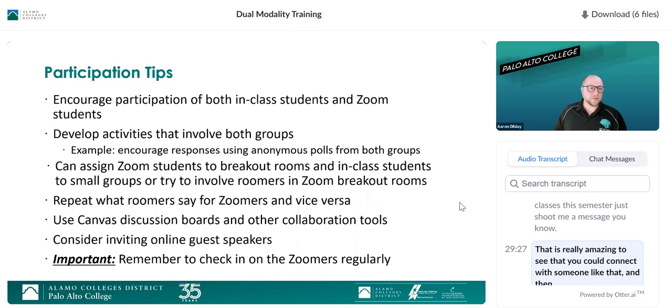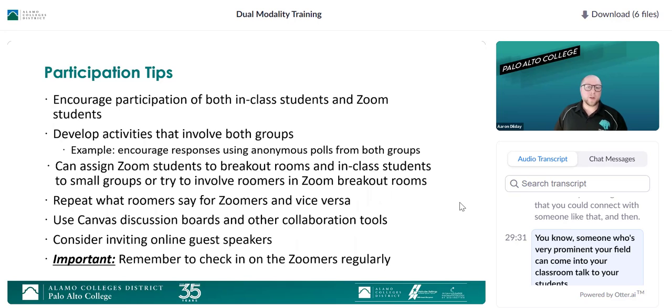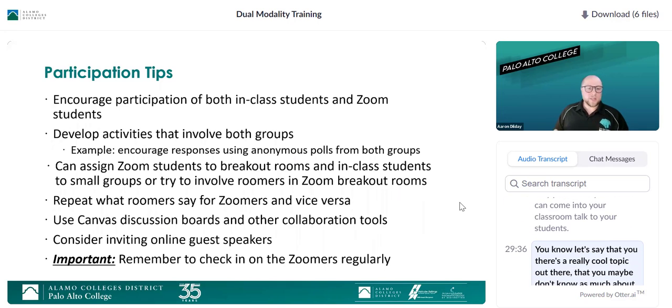That is really amazing to see, that you could connect with someone like that, someone who's very prominent in your field, and they could come into your classroom and talk to your students. Let's say that there's a really cool topic out there that you maybe don't know as much about. Reach out to the expert and say, hey, can you drop in my class, and get your students excited about it. Say, hey, we got this really cool expert coming in. And that could be a way of generating student interest and participation as well, because if they're excited, they get into it, and then they'll participate. So that could be a good way to get students more involved as well.